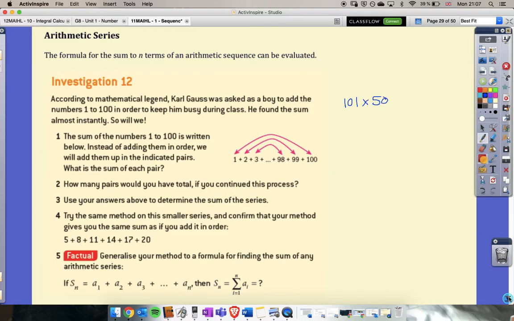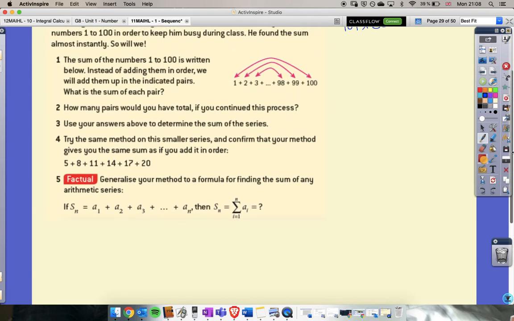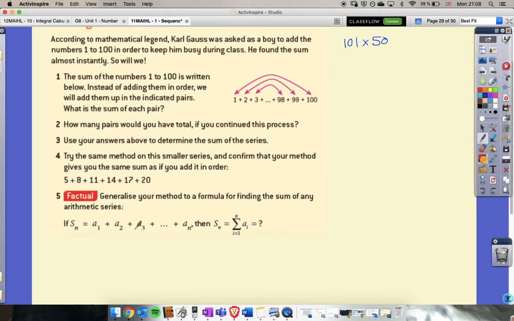Let's try and formalize this and link it a bit more to our work we've done so far on arithmetic sequences. I'm going to change the letters. We've been using U's instead of A's for this, so we'll stick with U's. So what we can do then is we can say we took the first term, U1, and the last term. We'll call that UN if we've got n terms. And that gave us the 101.